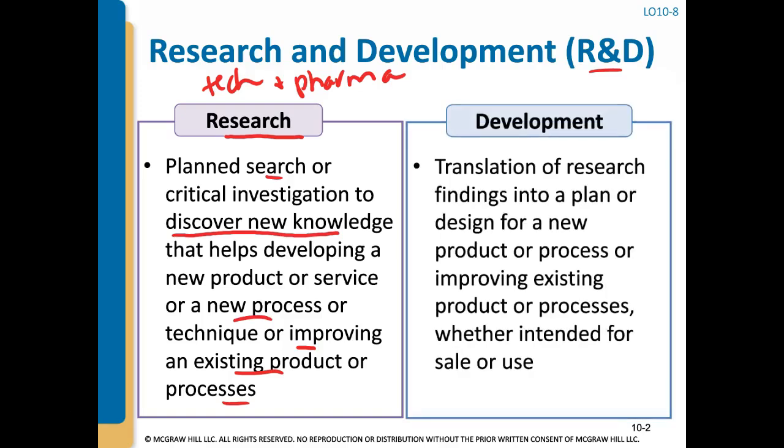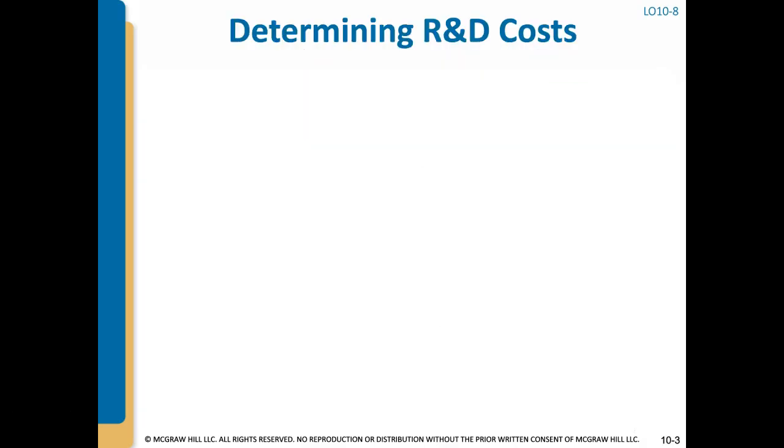The development part of it is once the research is complete, seeing if the research can be developed into an actual product or process, right? So this is the research part of it, and this is can we make this happen into a product or process. And tech companies, think of like Google, which is actually Alphabet, and AbbVie, Merck, all these big pharmaceutical companies, they invest a lot of money into research and development.